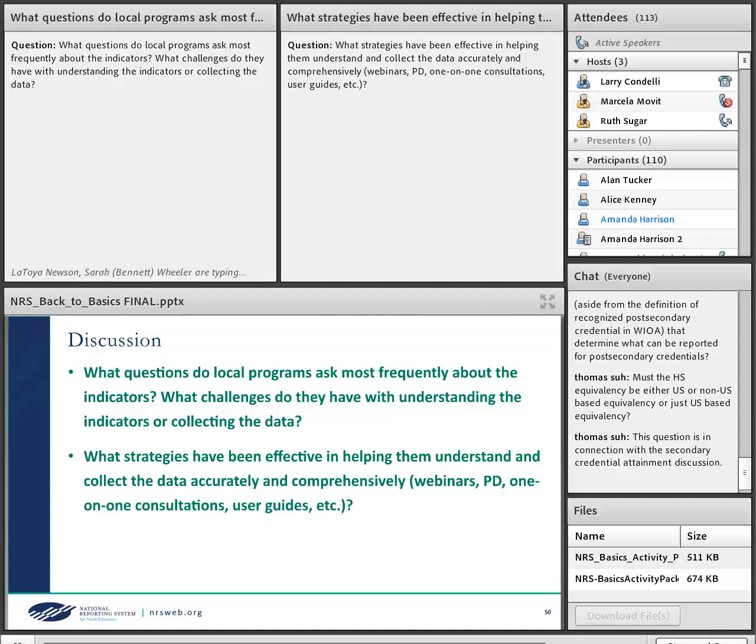And then if you can share strategies that you've been using that are effective in helping them understand and collect data. We know that you are using all of these methods: the webinars, one-on-one consultations, user guides, et cetera. So if you can describe a specific activity that you have done, that would be helpful.